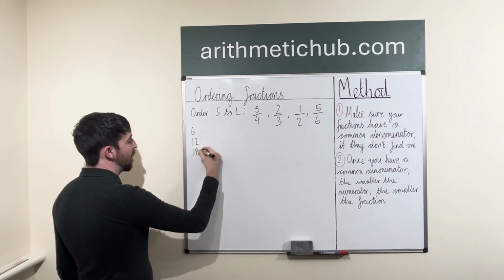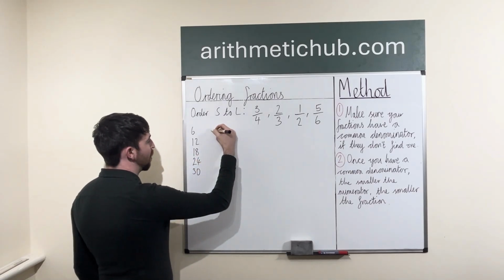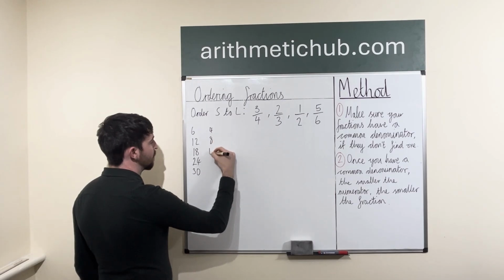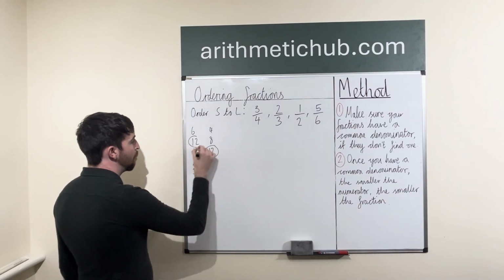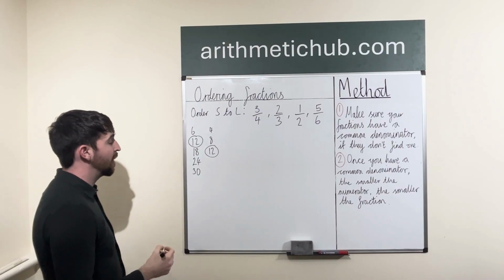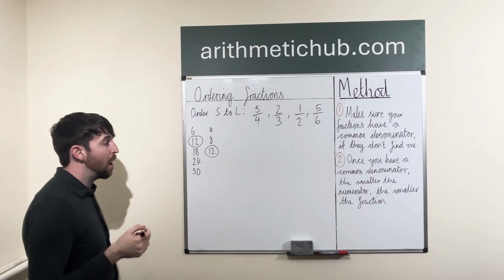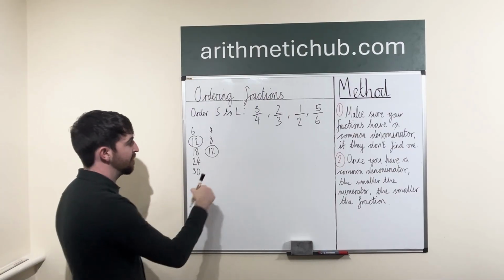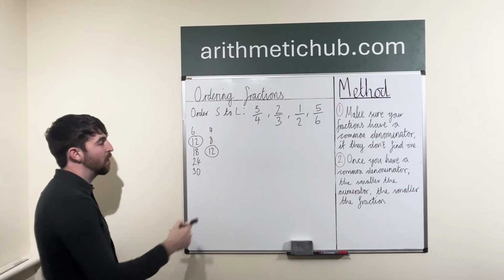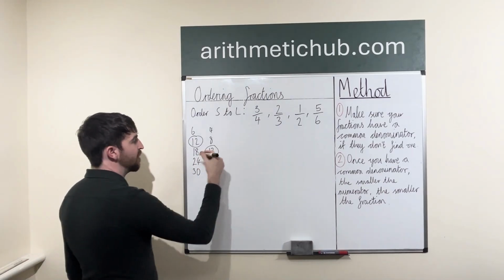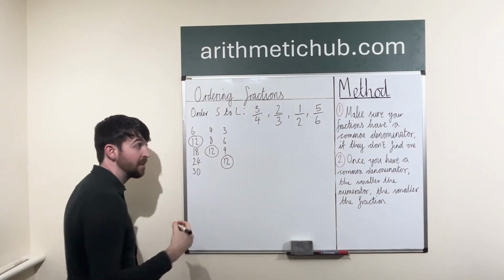6, 12, 18, 24, 30. And then 4 is my next largest. 4, 8, 12. Now, I don't need to carry on going because I can see both 4 and 6 have been factors of 12. So what I would do next, rather than carry on going and seeing how many more I could find, is I'd say, right, okay, let me see if there's anything else that might be a factor of 12. So, is 3 going to be a factor of 12? 3, 6, 9, 12. Yes, it is.